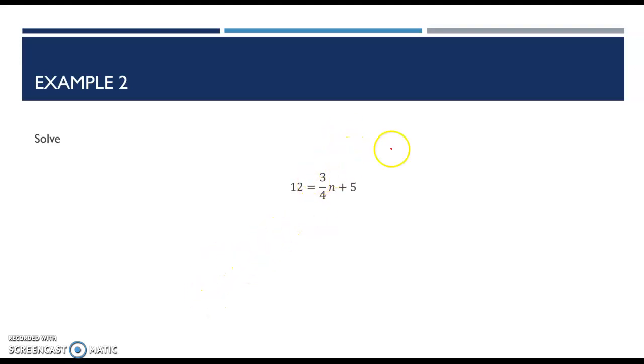Now, to get rid of a fraction, we multiply by the LCD, or a common denominator. In this case, that's going to be 4. So I'm going to multiply the left by 4, and I'm going to multiply the right by 4. The left is just multiplying. So 4 times 12 is 48.